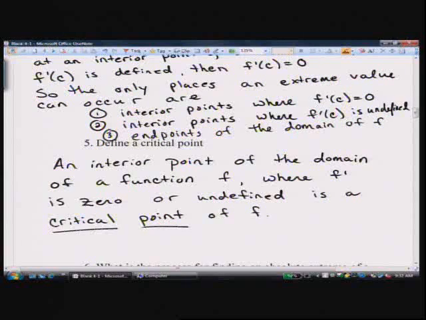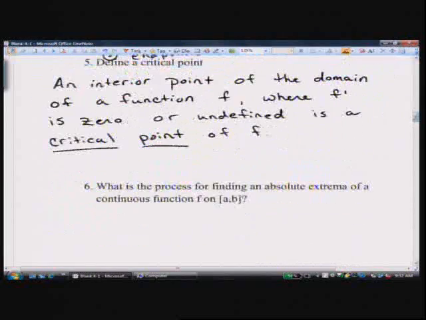So you hear me a lot say, let's find the critical points. All you're going to be doing is figuring out where the derivative is equal to 0 or undefined, which is why you spent all those years in college algebra or in algebra trying to figure out where a function equals 0. That's all for this big moment in time. Okay. What is the process for finding an absolute value of an extreme of a continuous function on AB?